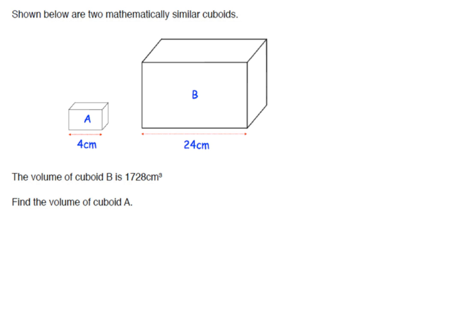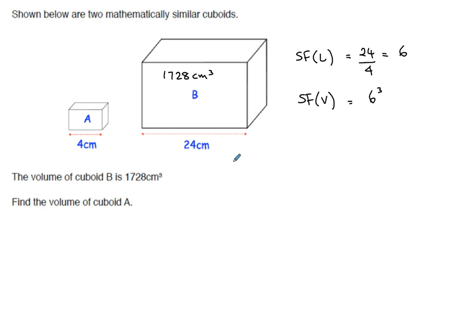Shown below are 2 mathematically similar cuboids. The volume of cuboid B is 1728 centimeter cubed. Find the volume of cuboid A. So we've got the corresponding lengths. The scale factor of your length would be 24 divided by 4, which is 6. We won't need the area, so we can immediately go scale factor of volume equals 6 cubed. So that's the scale factor of the length cubed.